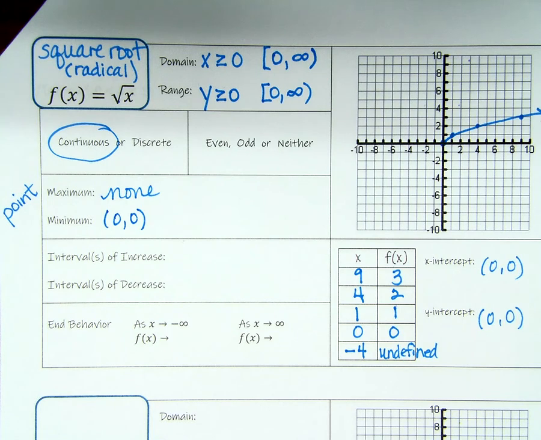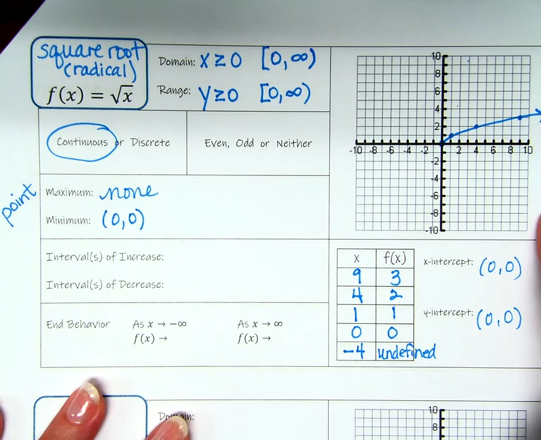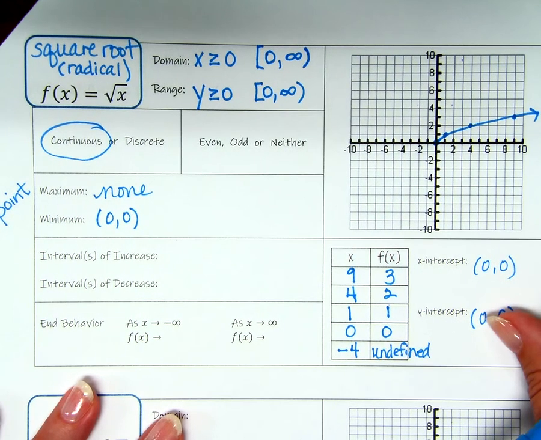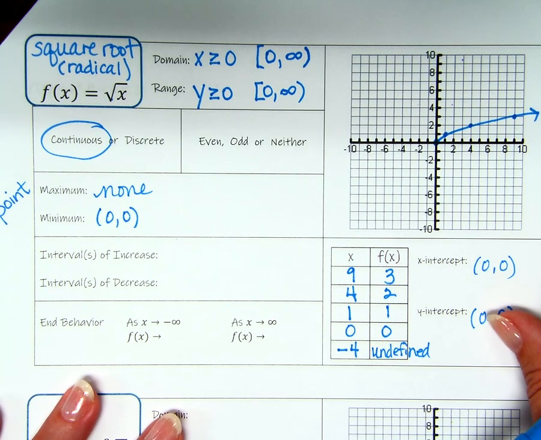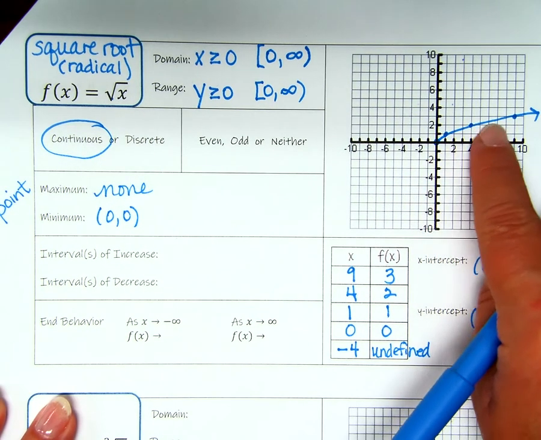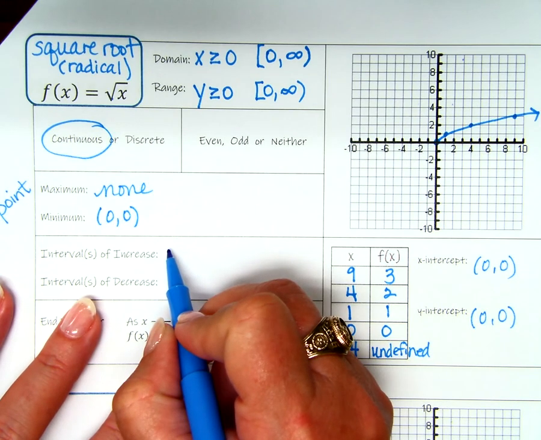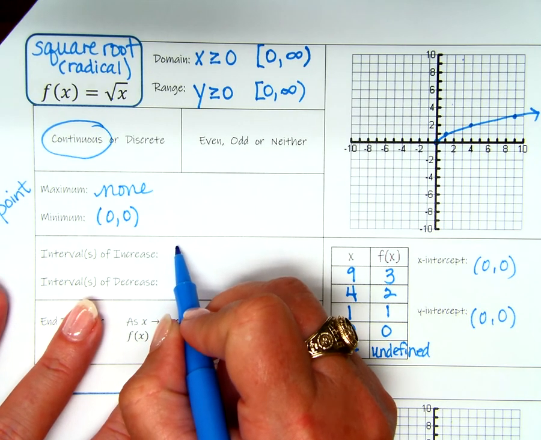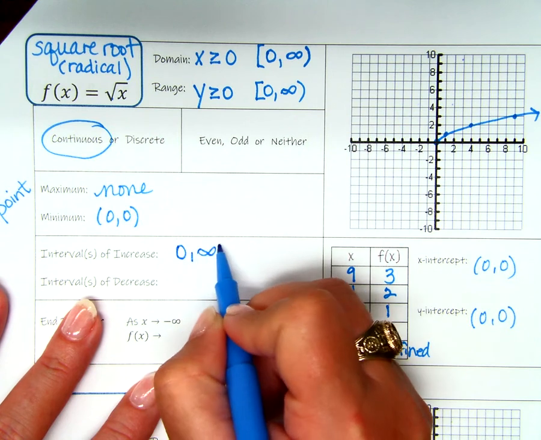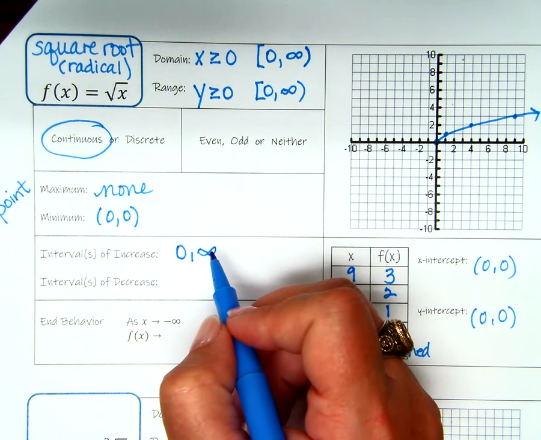Intervals of increase. So as I'm moving from the left to the right across the graph, where is it increasing? Yeah, everywhere, right? As soon as it starts, it's increasing and continues increasing the whole time, right? So, what do you think I should put? From 0 to infinity? What goes around the 0? What goes around the infinity? Oh, parentheses. That's exactly right.